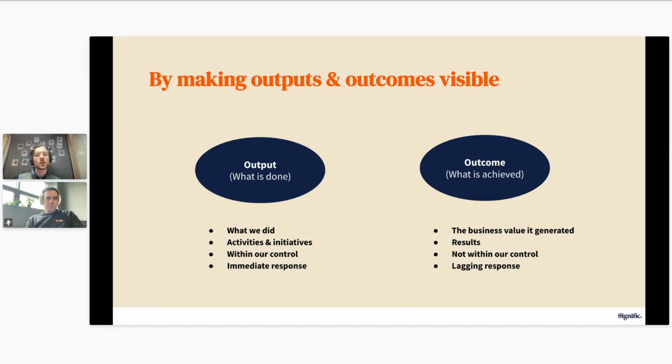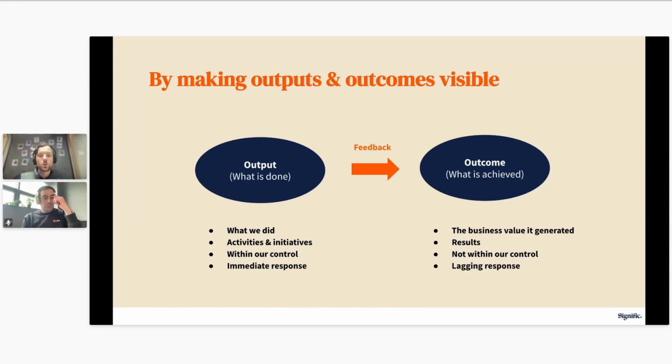This is not within our direct control, and we don't get the response right away. We have to wait a couple of days, weeks, or months before we see what the outcome was from some activity or initiative. What we want to do is create a feedback loop between the outputs and the outcomes so that we can understand what we should do more of and what we should do less of. So how does analytics then make these outputs and outcomes visible?